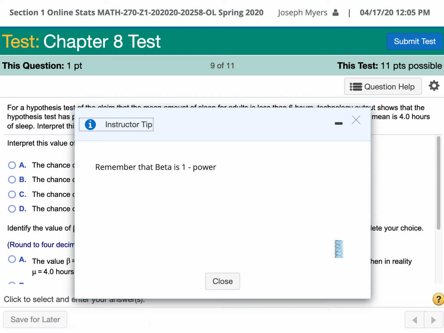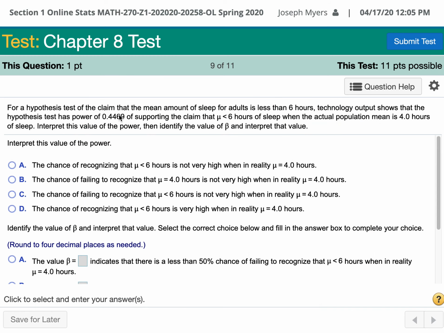Okay, now we'll do problem number 9 on your test. And there's a tip that goes with that says remember that beta is 1 minus the power. So beta is the probability of a type 2 error, and power is the probability of rejecting a false null hypothesis. So it says the hypothesis test has a power of 0.4469.